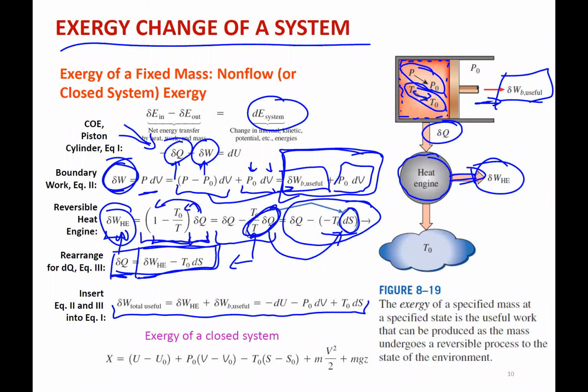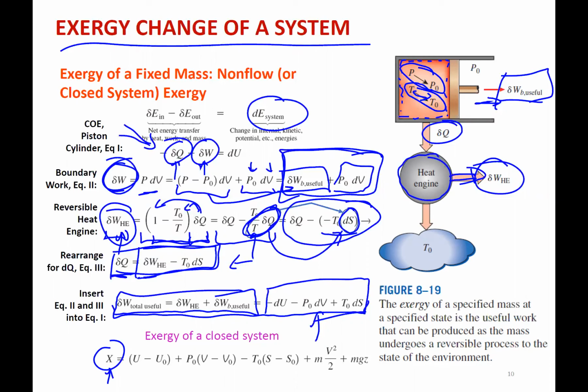If we plug those in and just leave the work on the left-hand side, because that's the useful work we get out, the work potential is on the left and all the other things are on the right-hand side. And you see all the other things on the right-hand side are changes in properties. So that ends up being our exergy of that fluid inside that piston-cylinder device. That's where we just change this to capital X. Lowercase x is per unit mass exergy, capital X is the exergy.